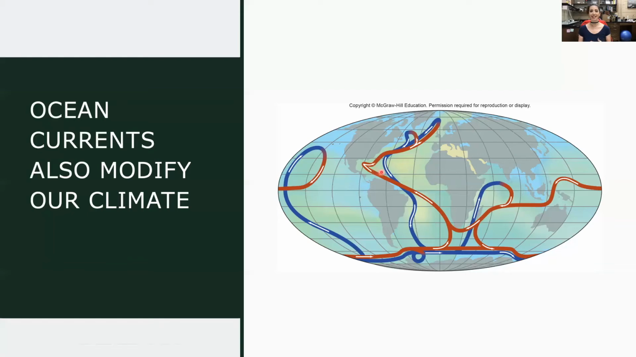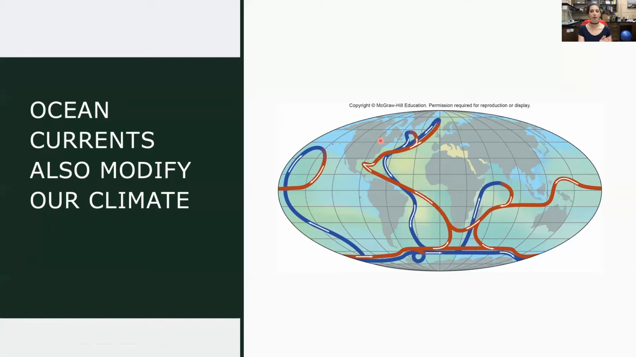Ocean currents act as a global conveyor system. They redistribute warm and cold water across the globe. And these currents moderate our climate in very specific ways. So, for example, the Gulf Stream, seen here, keeps Northern Europe much warmer than Northern Canada. Variations in ocean salinity and density can help drive ocean circulation.